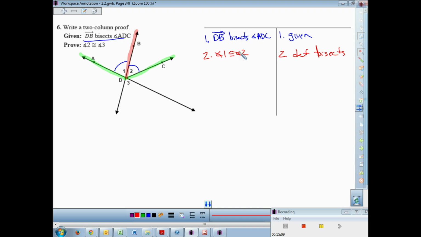Got a dirty word? Used it. Correct? If they give me a bisector, I better use the definition of bisector. Check. Done. Now let's look at what we want to prove. Angle 2, the same as angle 3. So I want to start talking through this.